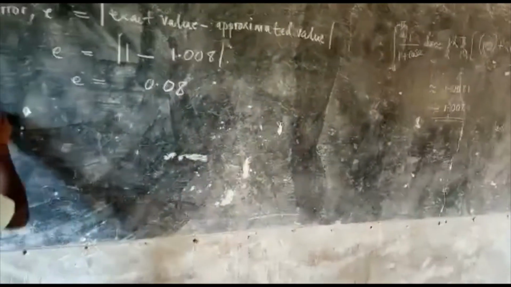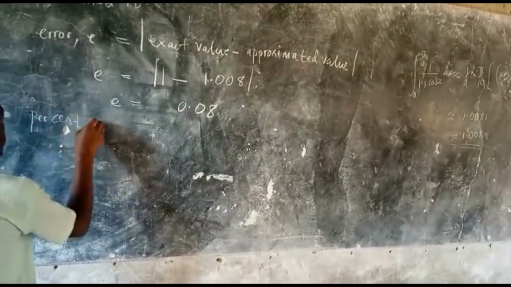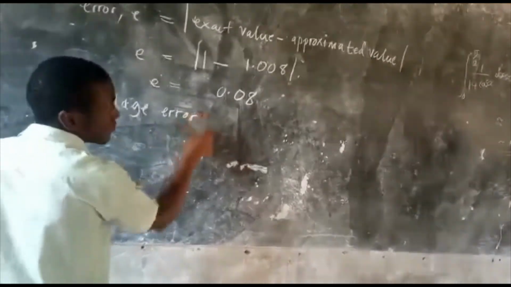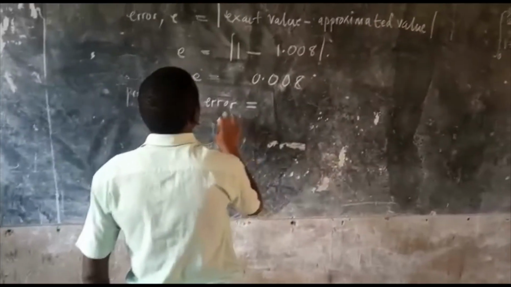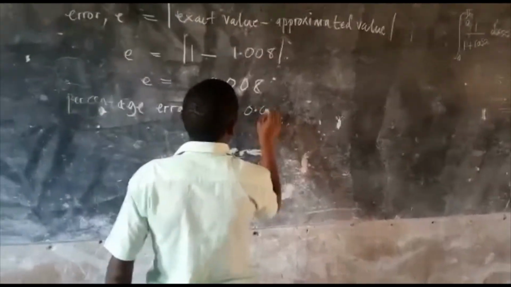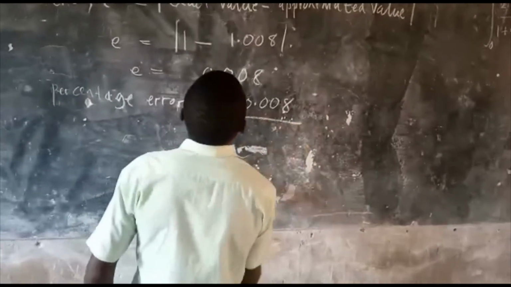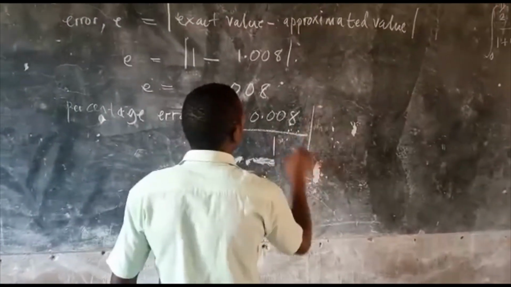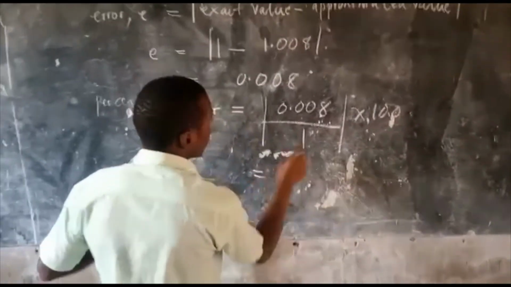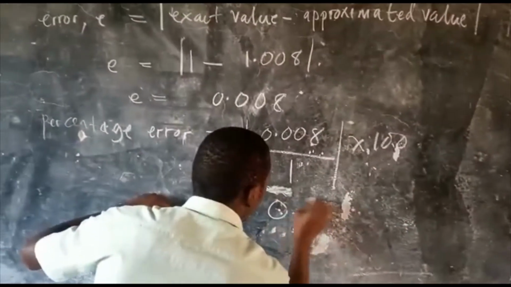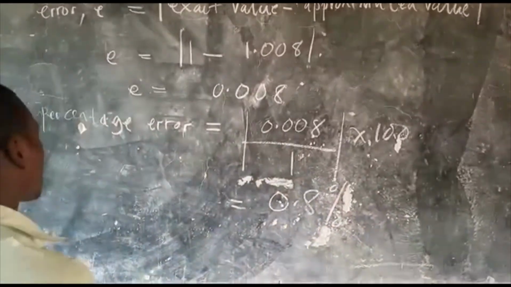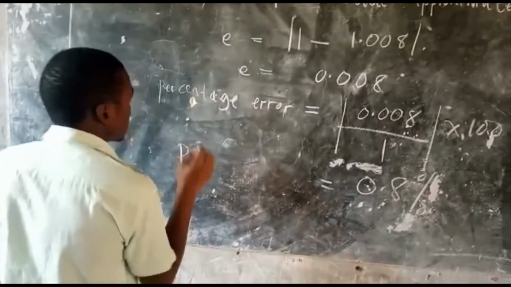Now my percentage error. My percentage error is error over exact value times 100. The error is 0.008 over the exact value, which is 1, times 100. This is 0.8%. This is the percentage error in approximating the function.